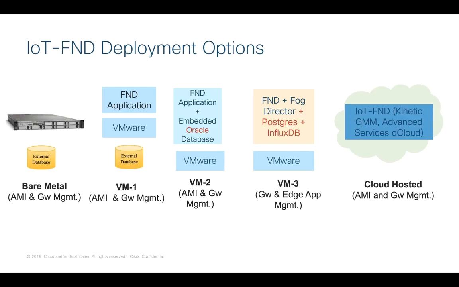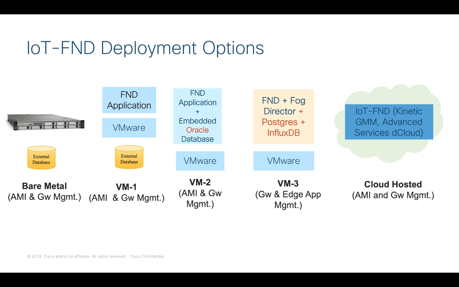FND deployment options. So here you can see a variety of ways that FND can be deployed. The first, bare metal, shows that FND is running on a bare metal box. The database is not on that same box, it is external. So the database may be running on another bare metal box, or it could be on a VM.